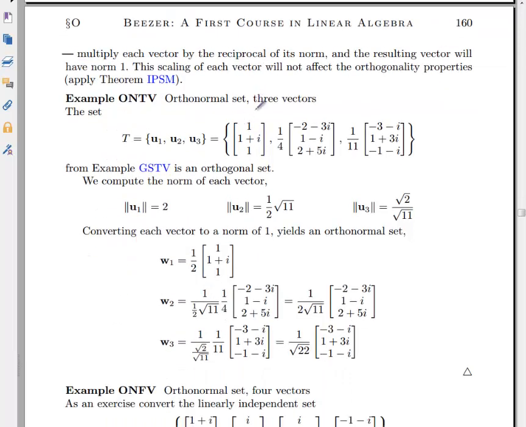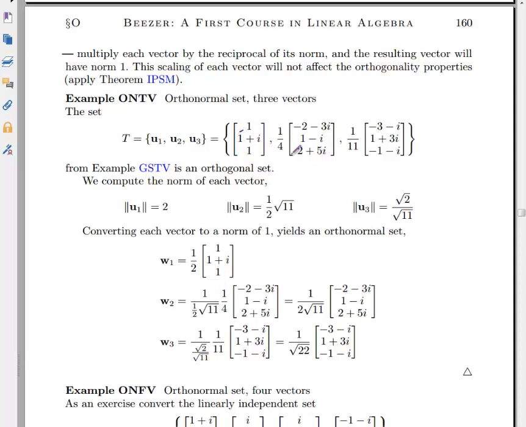Well, in our last example, we created an orthogonal set of vectors. These are already orthogonal, meaning the inner product of any two is 0. The only thing that remains is to make sure that each vector has a norm equal to 1. Now, to do that, you can just divide by the norm. For instance, this first vector here, 1, 1 plus i, 1.